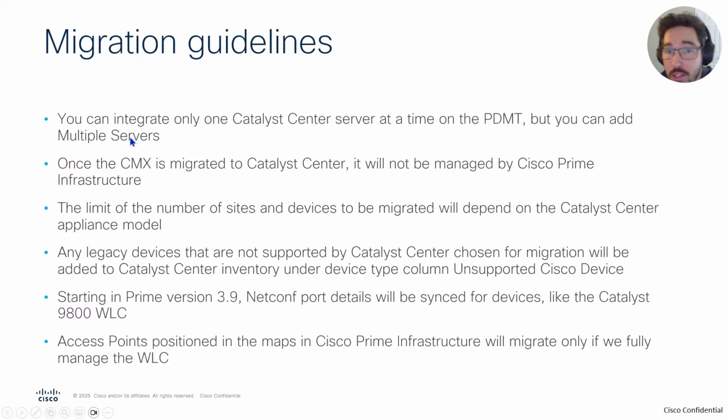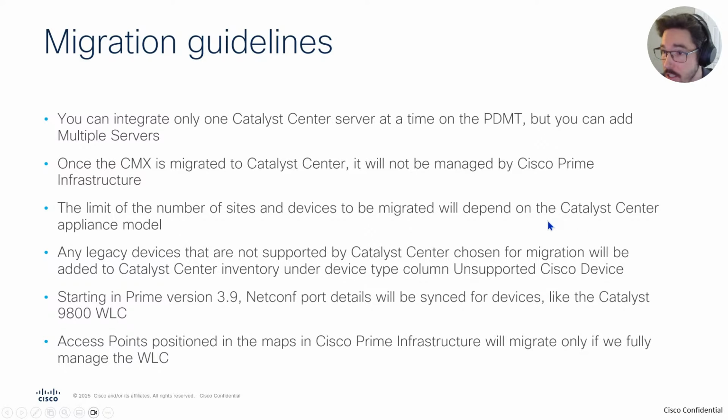Next, we have our migration guidelines. So you can integrate only one Catalyst Center server at a time on the Prime data migration tool, but you can add multiple servers. So again, you can only integrate one at a time, but you can do it on multiple servers. So if you have multiple Catalyst Center servers, you can perform it that way. You have to do it one at a time in order for it to work correctly. Once the CMX is migrated to Catalyst Center, it will not be managed by Cisco Prime infrastructure anymore. We already covered that.